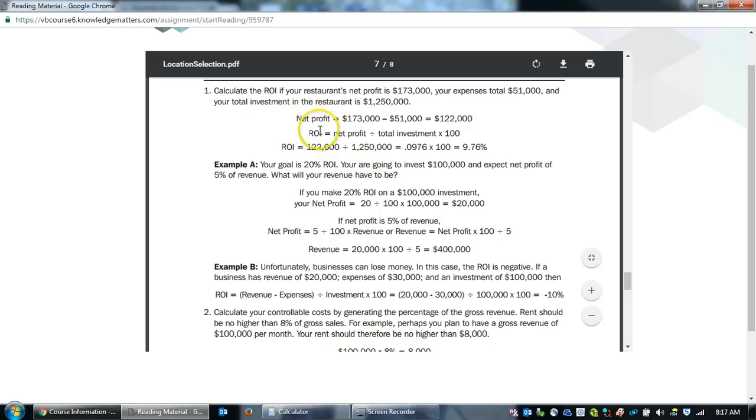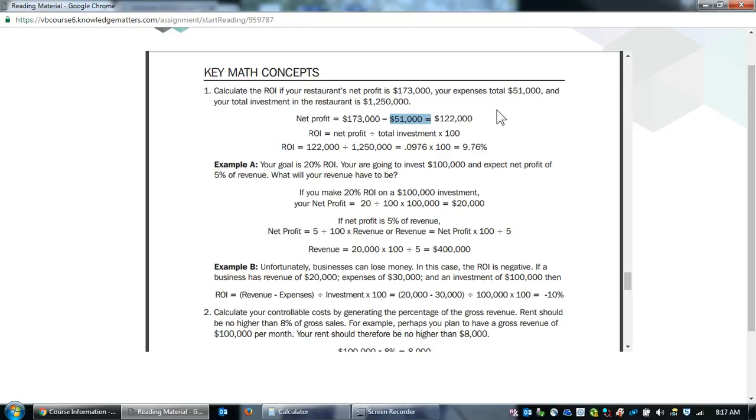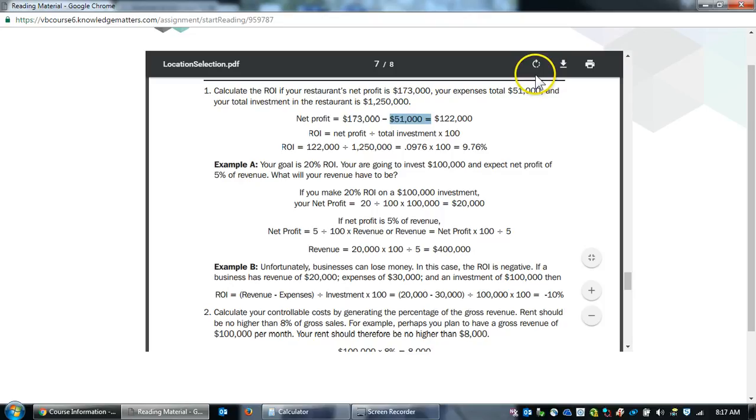Okay, so it's saying ROI, so that's what we're finding. We're trying to find return on investment. What they're doing is taking net profit, which we know from up here, minus our expenses. Okay, so 173 minus 51. An example of that would be maybe some royalty fees, some extra expenses on top of what our normal expenses are. Okay, so then that gives us 122,000.